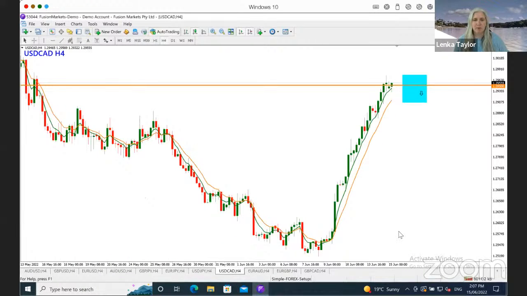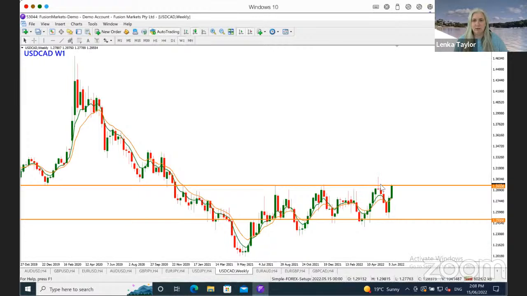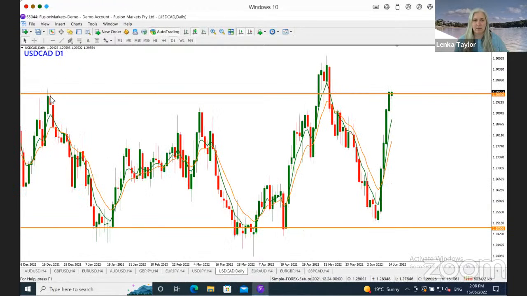Next currency pair I'm looking at is USDCAD. Now USDCAD, we had that move up on the weekly. We're back to the top of our range. So on the daily, we're basically looking to go to the top, come back, and then go up again, back down, and so on. Now we are again at the top.